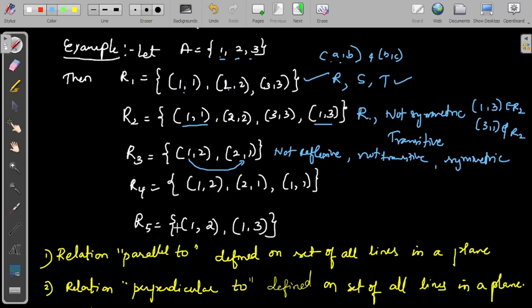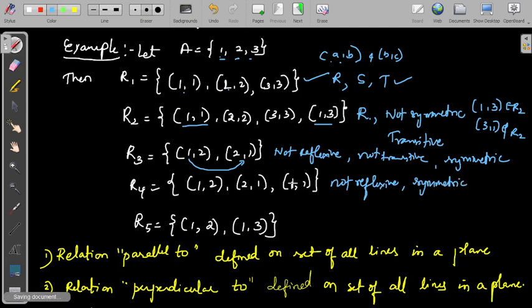Now take R4, this relation 1 comma 2, 2 comma 1, 1 comma 1. This is clearly not reflexive. Reflexive in the sense 1 comma 1 should be there, 2 comma 2 should be there, 3 comma 3 should be there. None of them are there in R4. Therefore only 1 comma 1 is there, but 2 comma 2, 3 comma 3 are not there. Therefore it is not reflexive. Is it symmetric? That we have to check. Yes, 1 comma 2, 2 comma 1 and 1 comma 1, its reverse ordered pair will be 1 comma 1. It is not reflexive, but it is symmetric.